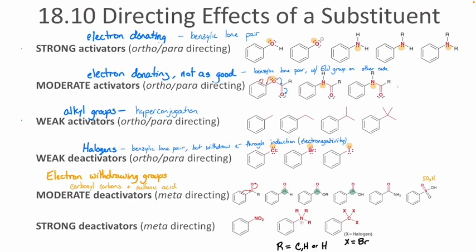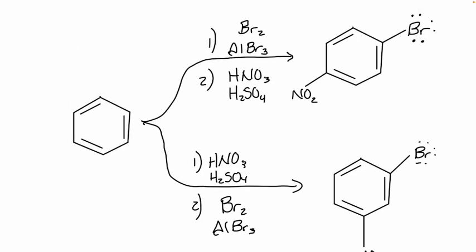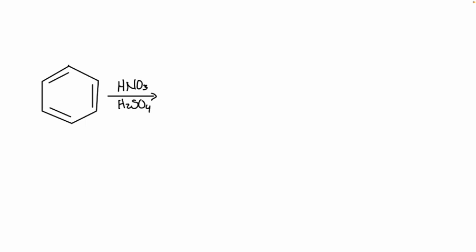Okay, so let's take a look at a particular reaction. I'm going to take my benzene ring. And the first thing that I'm going to do is this reaction right here. I want you to tell me what the product of that would be. And then we're going to take that product and we're going to perform this reaction right here. All right, so tell me what the product of these first 2 steps would be.